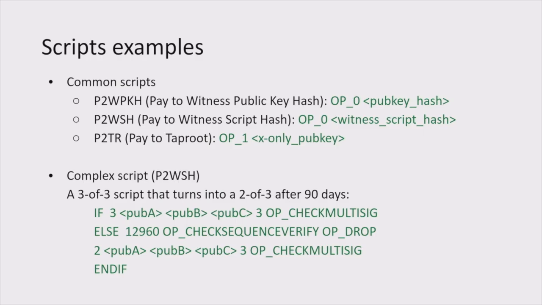Now, when we get to a much more complex script, for example, like this one, a 3 of 3 script that turns into 2 out of 3 after 90 days, it's not so easy. This is still a script that you can understand, maybe write on your own, but you can make a mistake. It's not so easy, but the thing is that people wrote it before you, so that may really help. But again, what if we need a really complex script?